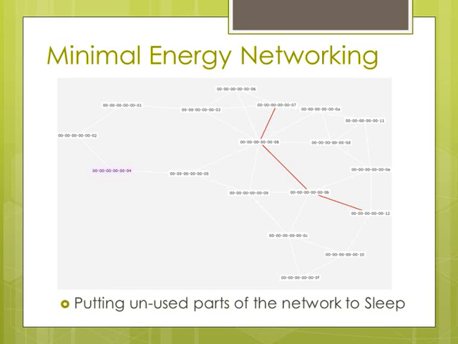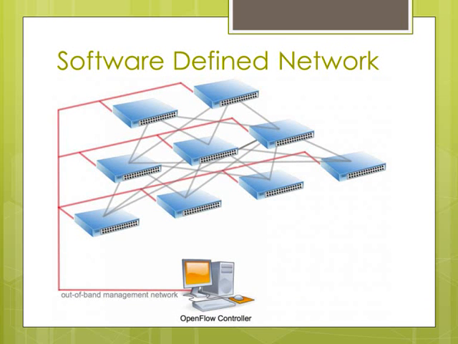A potential solution to this problem is a minimal energy network, one in which only the minimal amount of links required to serve traffic are active. Hence, the rest of the links can be powered off or put into a low power state. To help me achieve this, I'm going to use a tool known as software-defined networking. In terms of hardware, a software-defined network is similar to a conventional network, with a variable amount of switches and routers all connected together.